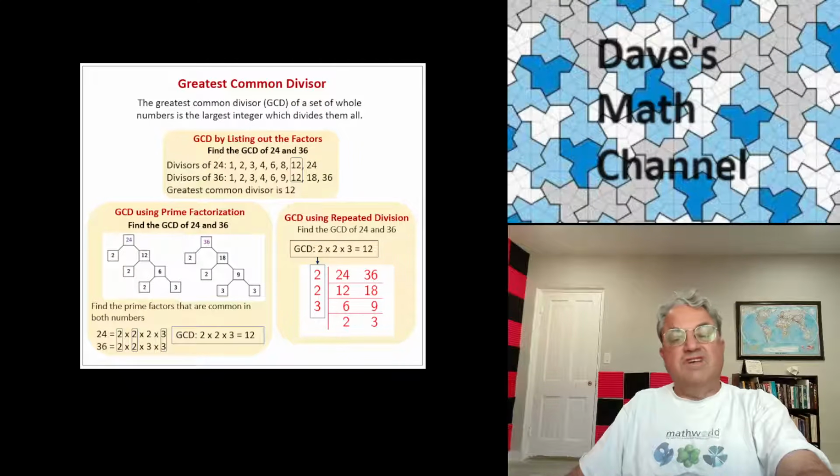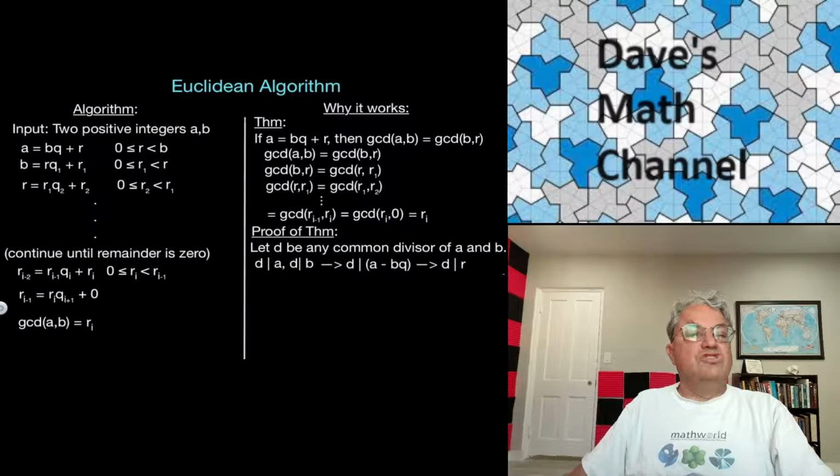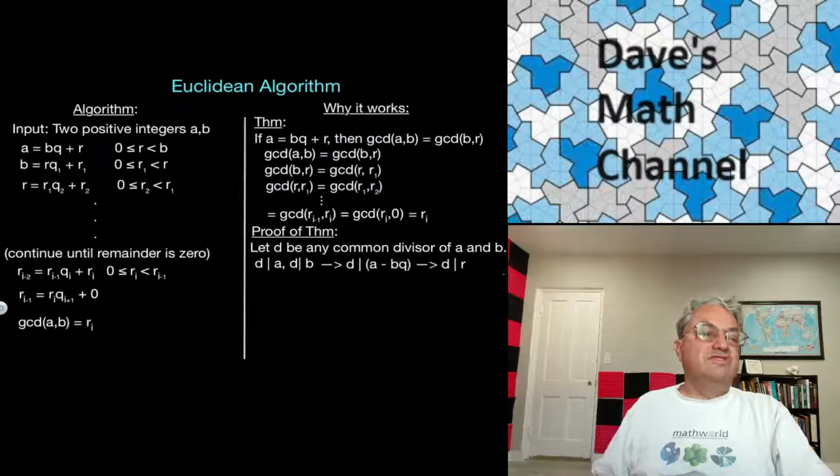So this isn't the best algorithm. How can we do better? Well, the best we can do, I already mentioned it, is the Euclidean algorithm. A pretty amazing algorithm. Very simple, but it's effective and it works. And I'll just show you how it works.